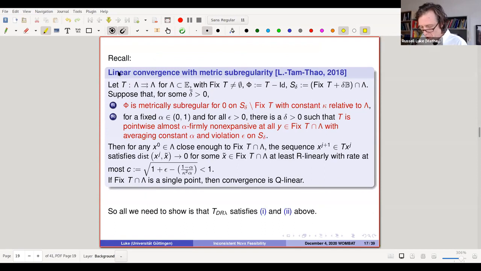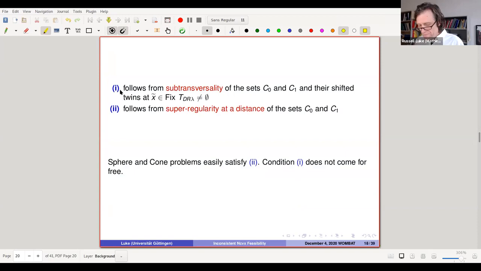I'm just recalling our general map here to figure out how to prove convergence, the observed linear convergence of the method, and we just need to verify these two points. The first one follows from, now there are ways to do this. You could try to calculate a coderivative. The people in the audience who think that's easy, I'm still waiting to see somebody do that. I have to go through subtransversality of the set. So I'm going to take a different route and look at the regularity of the sets taken as a collection.